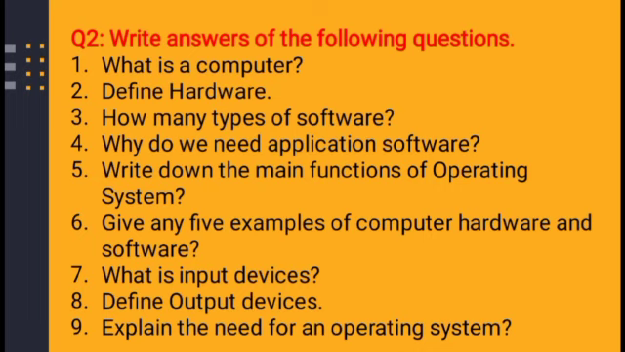Now question number 2. Write answers of the following questions. Question number 1. What is a computer? Number 2, define hardware. Number 3, how many types of software? Number 4, why do we need application software? Number 5, write down the main functions or features of operating system. Number 6, give any 5 examples of computer hardware and software.